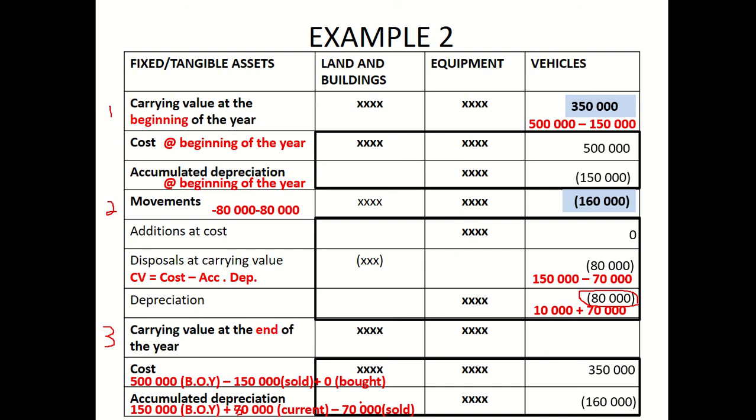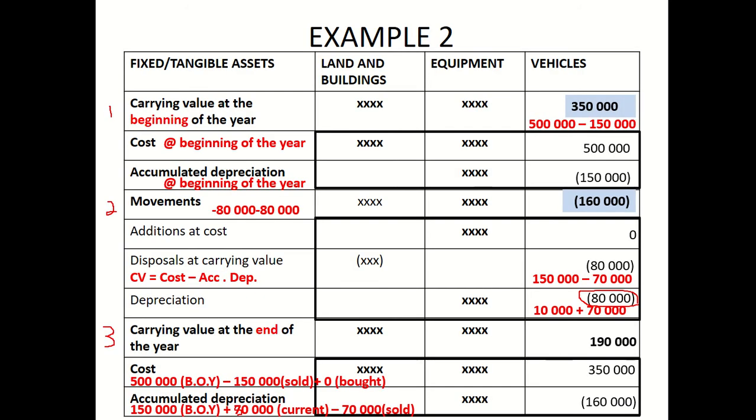How do we get the carrying value at the end of the year? You simply take 350 minus 160, which will give you that 190. Another way of calculating this 190, you can simply take this 350,000 rand and you minus 160 because it's negative. It'll give you this 190,000 rand. That is the short way of calculating it.